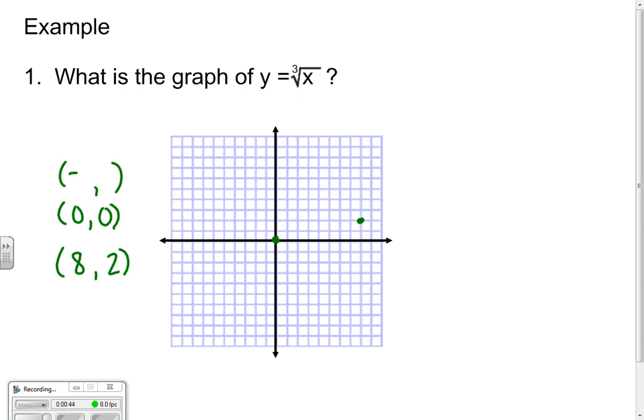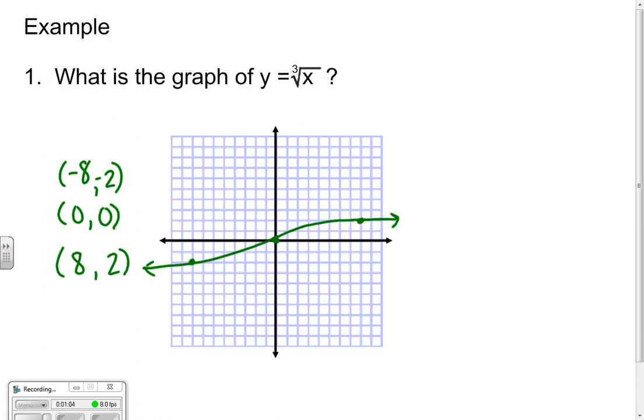So likewise, I'm going to pick negative 8. Remember that you can cube root a negative number, not square root, but cube root a negative number. And if I cube root negative 8, I get a negative 2. So this graph actually has a step-like feature in the middle where it starts low, switches in the middle, and then goes up in the end.